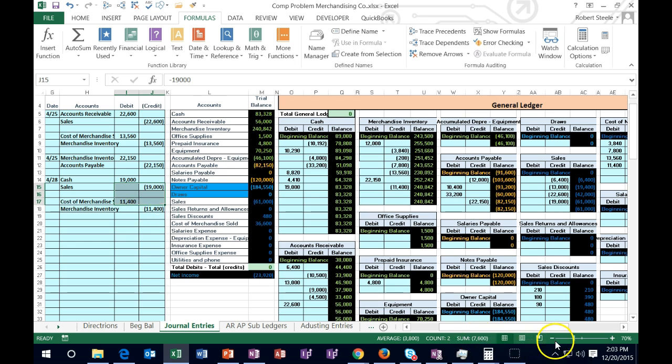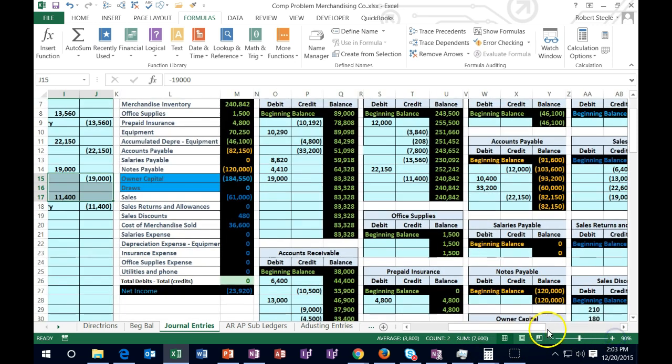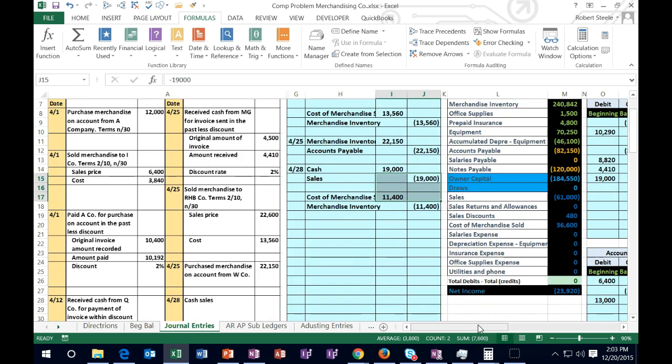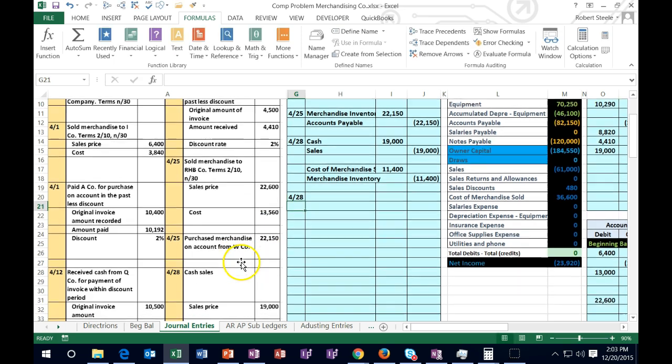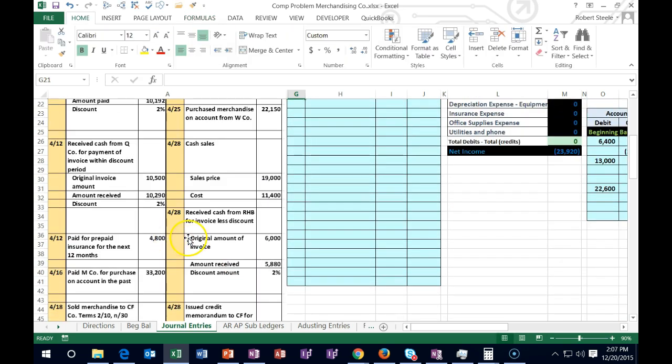All right, let's go back up to 90% on the taskbar. Let's scroll over to where our questions are at. And we are now on 428 again, I believe. I'm guessing, but let's go. So we have the 428 received cash from RHB for invoice less discount.